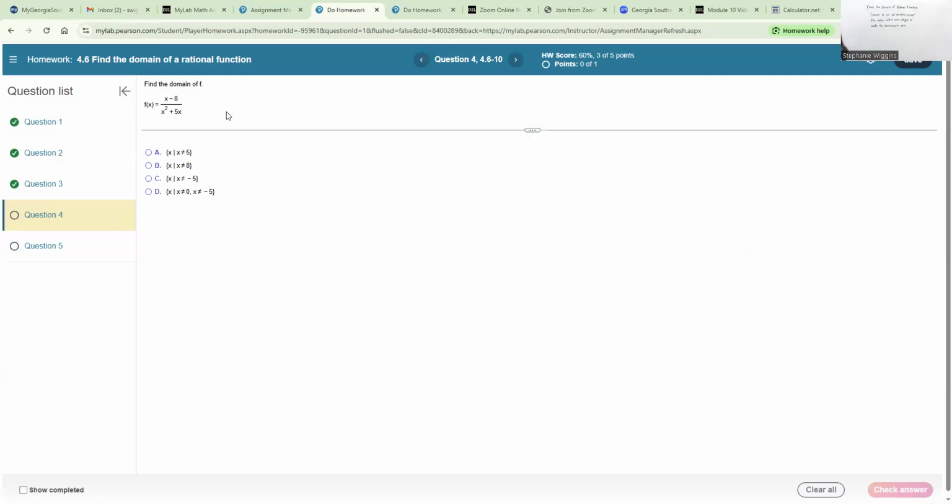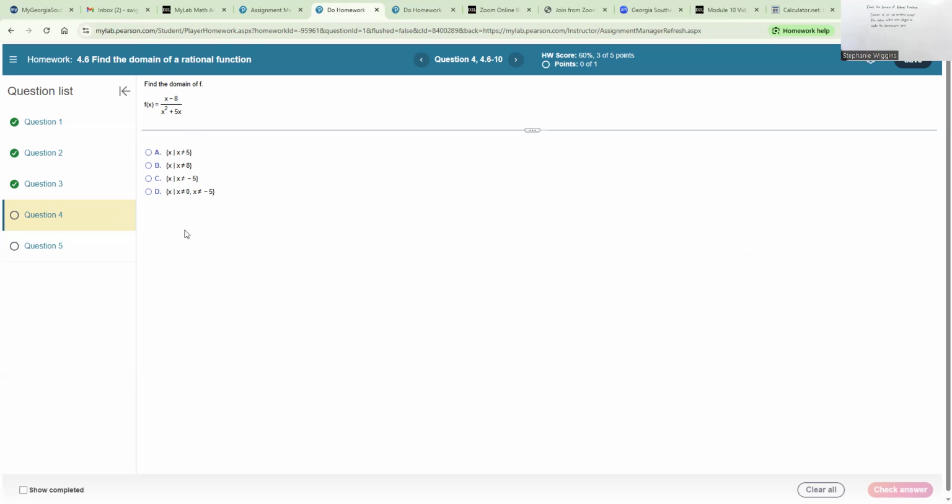Here, we want to set x squared plus 5x equal to 0 and factor the denominator. We can factor out an x, and we would have x times the factor x plus 5. If you plug in 0 for x, you're going to get 0 in the denominator. And since x plus 5 is a factor, minus 5 also is going to give you 0. Because minus 5 squared is 25, and 5 times minus 5 is negative 25, and when you add that together, you get 0 in the denominator, which we can't have.